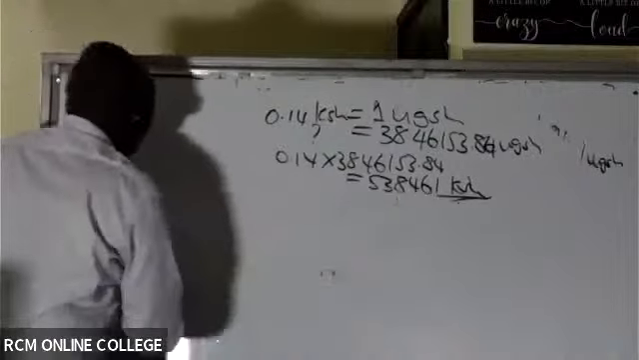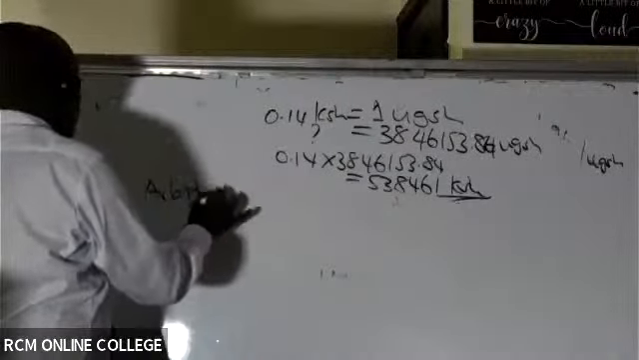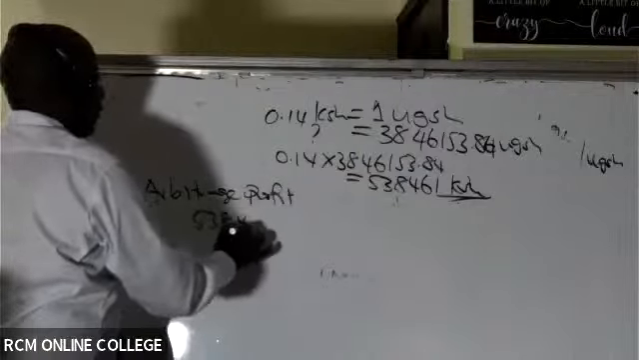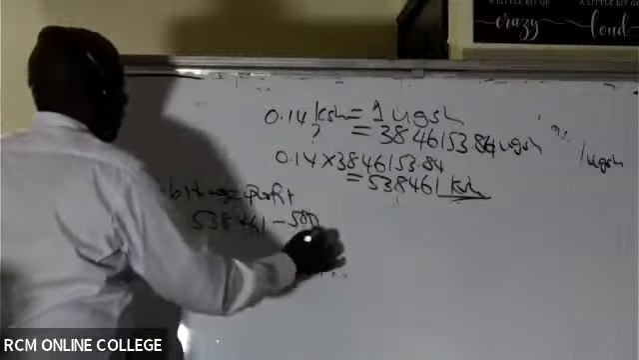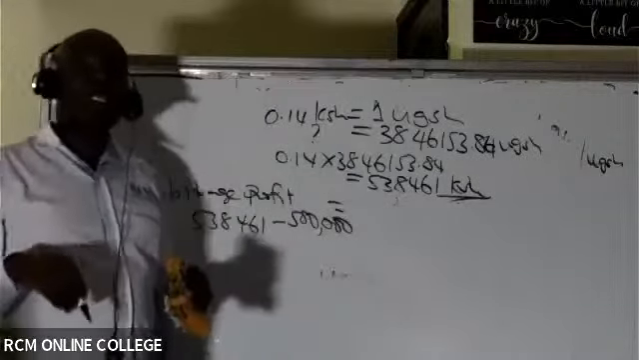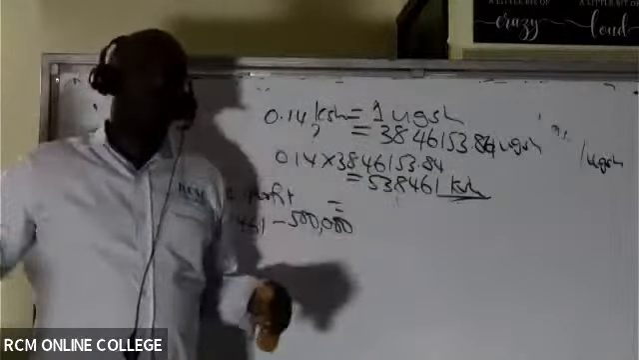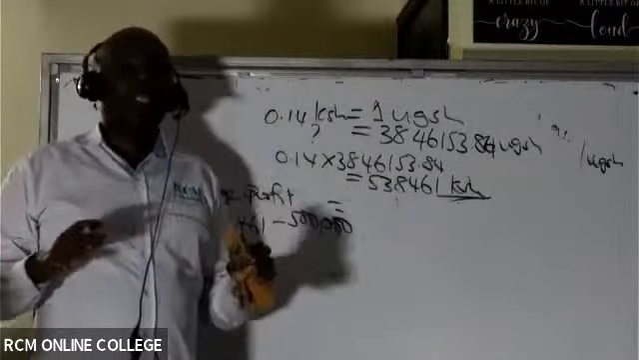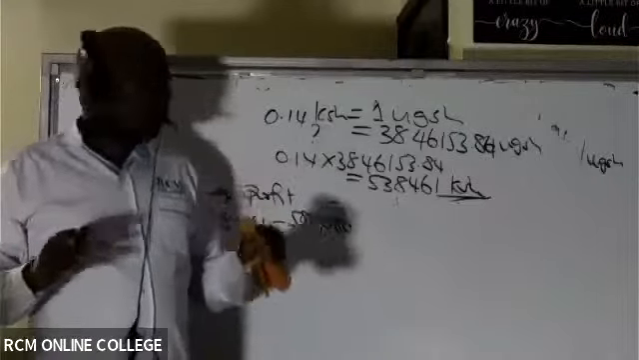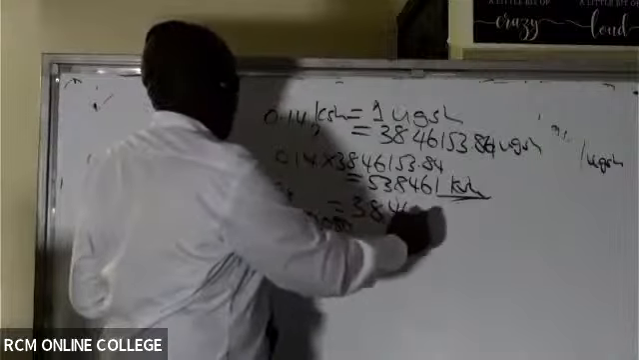So arbitrage profit hapa itakuwa pesa ngapi? Itakuwa 538,461, like that, minus 500,000. So then we don't need to go the other way. At times you start like this and then you make a loss. If you make a loss, you would have gone the other way around. But now here, this first journey we have gone, we are making a profit. So we shall stop there. So we are making a profit of what here? We are making a profit of 38,461 Kenya shillings.